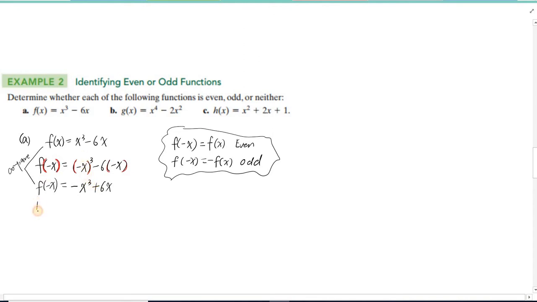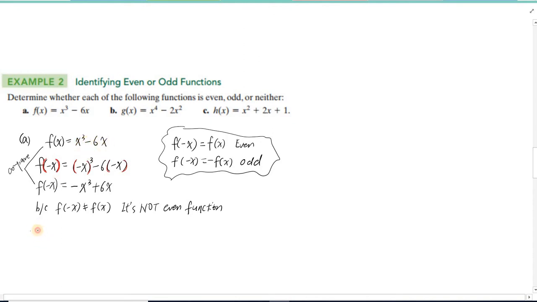So I'm going to write: because f of negative x is not equal to f of x, it's not an even function. Now I have to check for an odd function. Since that didn't work, I'm going to check the next. How can we check the odd function? I have to plug in a negative sign in front of your function. My function is right here: f of x is x to the third power minus 6x.